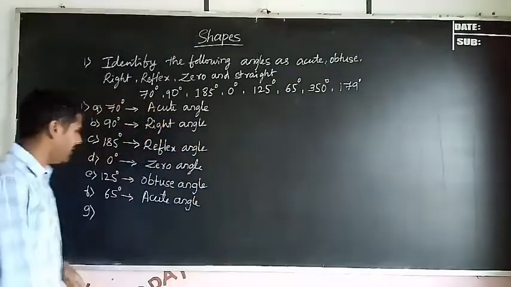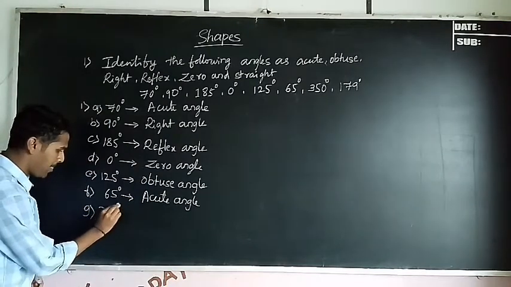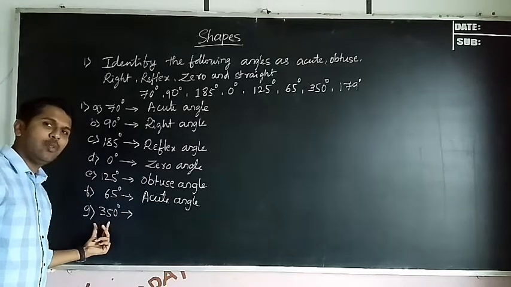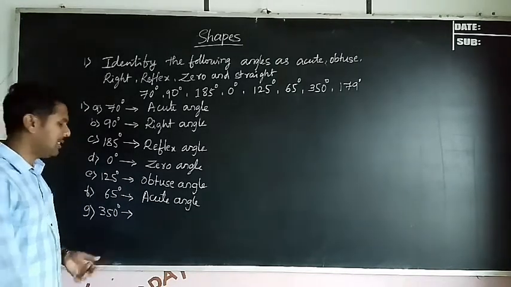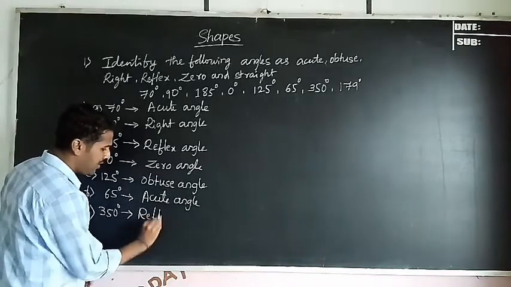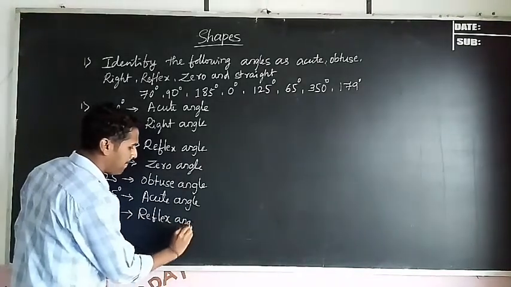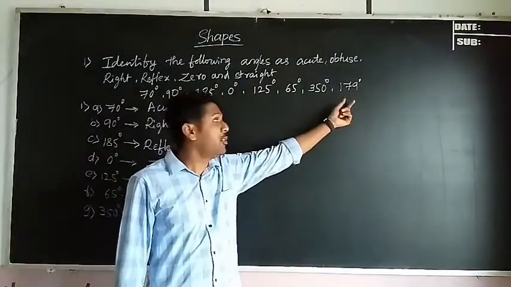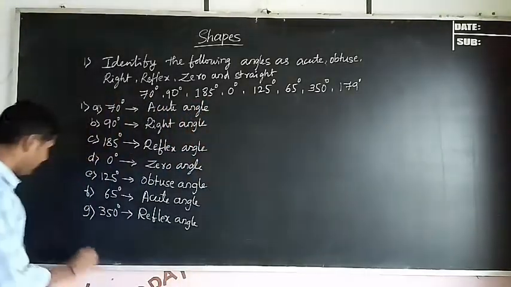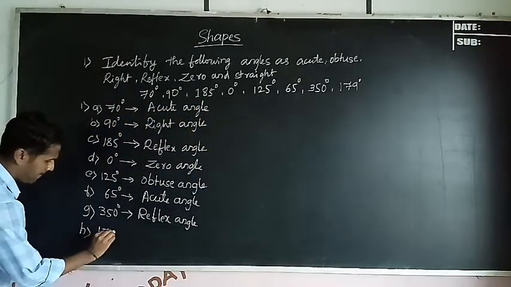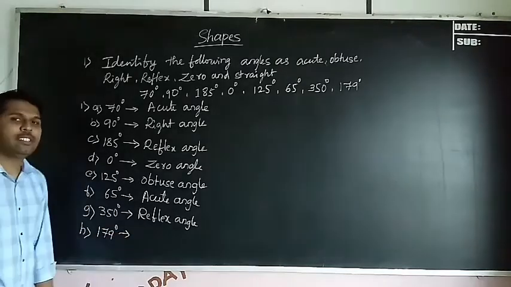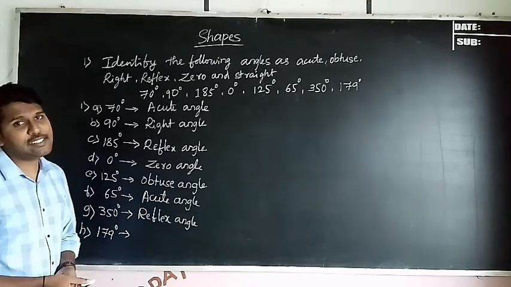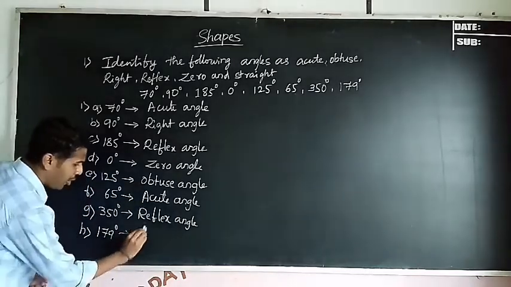350 degrees. Tell me, 350 is in between which degrees? 180 degrees and 360 degrees. That means which angle? Reflex angle. And the last one is 179. Observe this properly. 179 is in between 90 degrees and 180 degrees. Which angle is it? Obviously an obtuse angle.